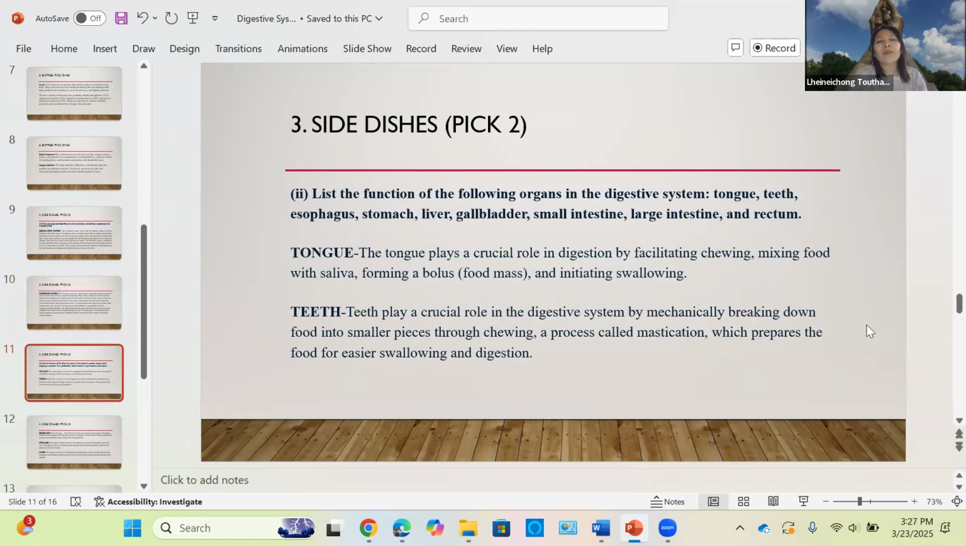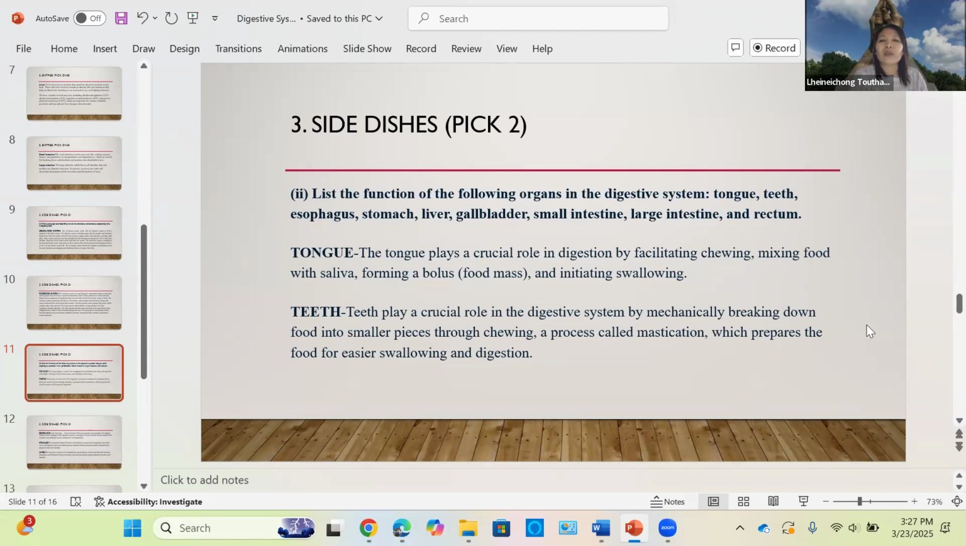For the second side dish, I pick to write the list of functions of the following organs for the digestive system, like tongue, teeth, esophagus, stomach, liver, gallbladder, small intestine, large intestine, and rectum. So the following are the functions of these organs. The tongue plays a crucial role in digestion. As the food enters the mouth, the tongue facilitates chewing, mixing the food with saliva, forming a bolus, and initiating swallowing.